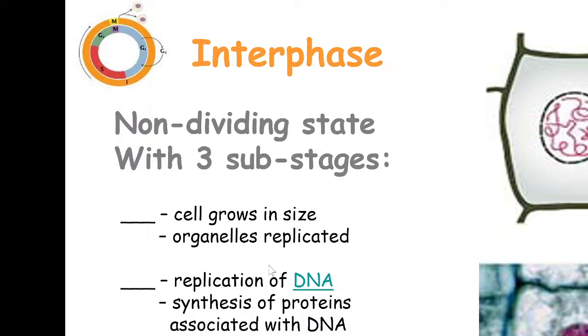The second stage of interphase is S phase, where DNA replication takes place and one DNA molecule produces two DNA molecules. The third phase is G2 phase, where proteins associated with mitosis are synthesized. Immediately after the G2 phase comes the M phase. Whatever proteins are required for the M phase, or division phase, are synthesized in the G2 phase. In this way, interphase has three different subphases: G1 phase, S phase, and G2 phase.